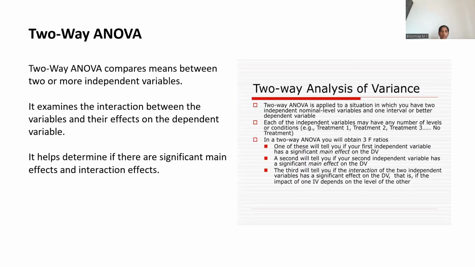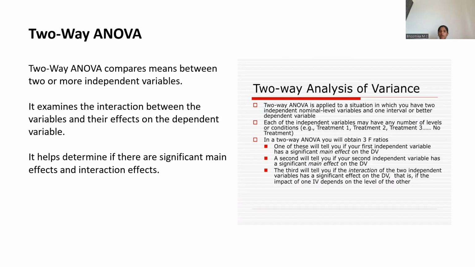Two-way ANOVA. Two-way ANOVA compares means between two or more independent variables. It examines the interaction between the variables and their effects on the dependent variable. It helps determine if there are significant main effects and interaction effects.